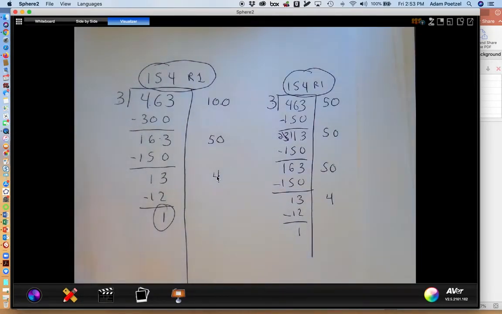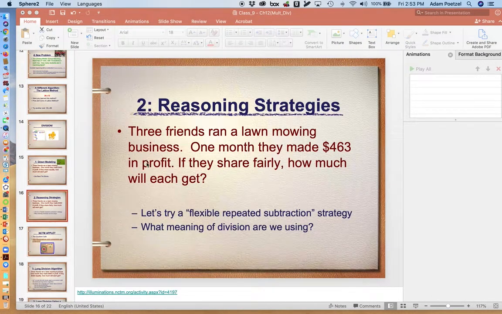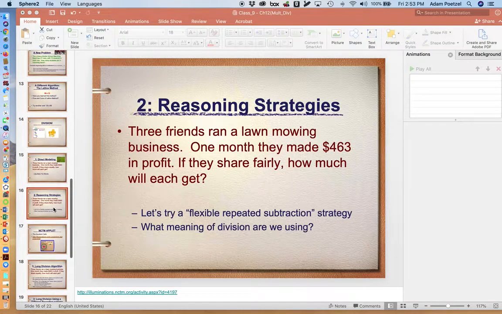And this is just a reasoning strategy because it's focused on making sense of it, and there's lots of ways to do it, and it's a way that you will see used in certain curricula. And again, it focuses on place value, focuses on whole number thinking, and some flexible strategy there going through. So that's what that is.